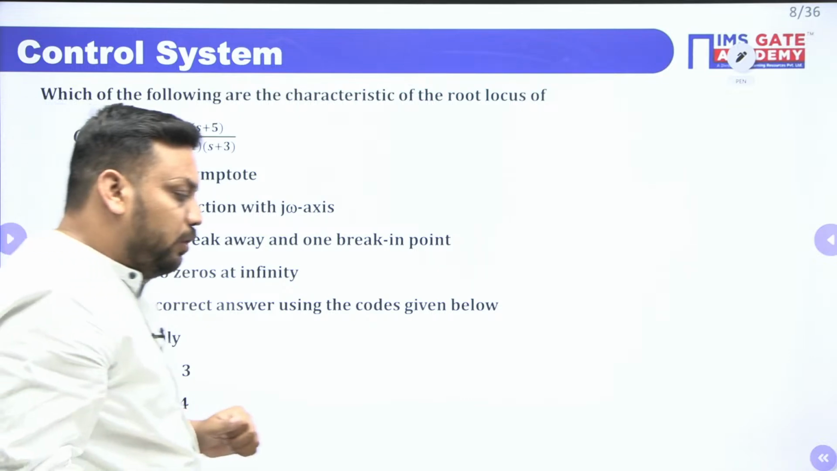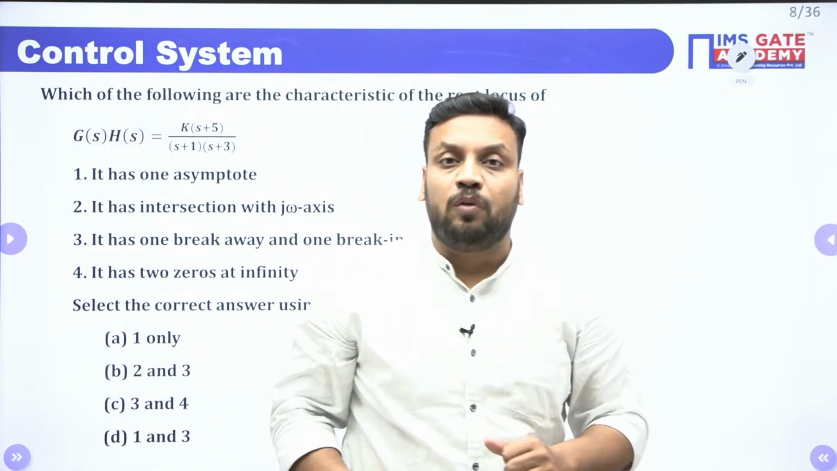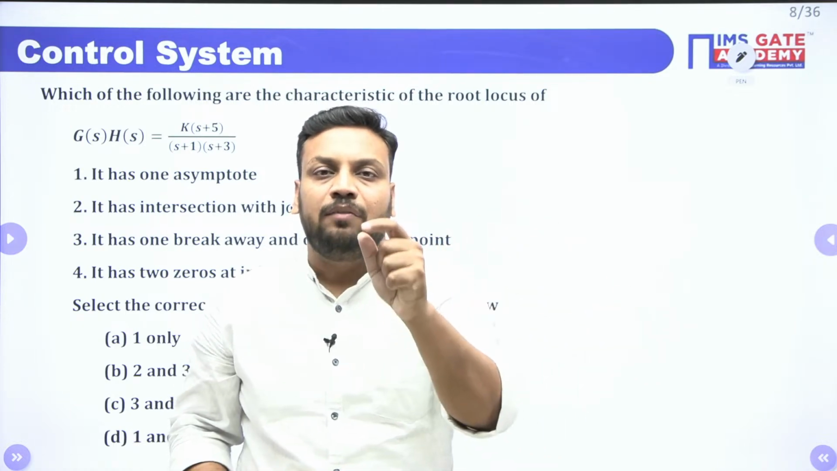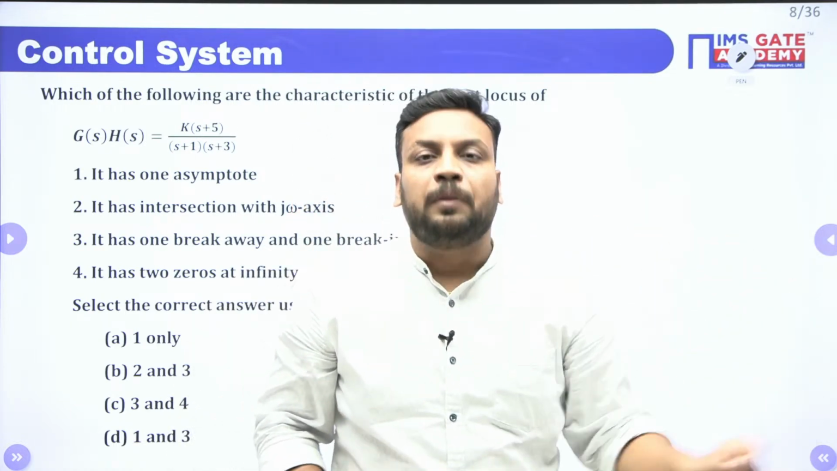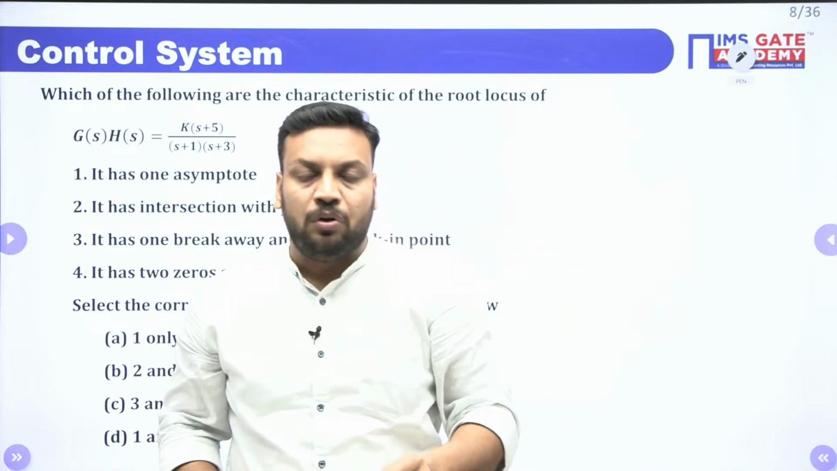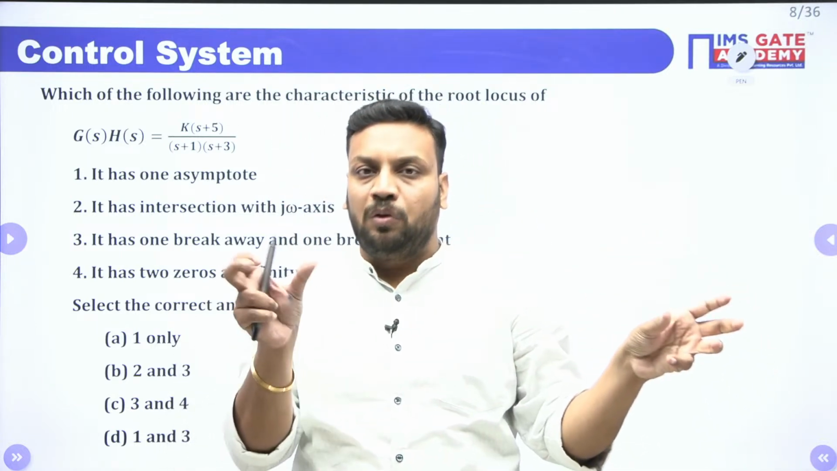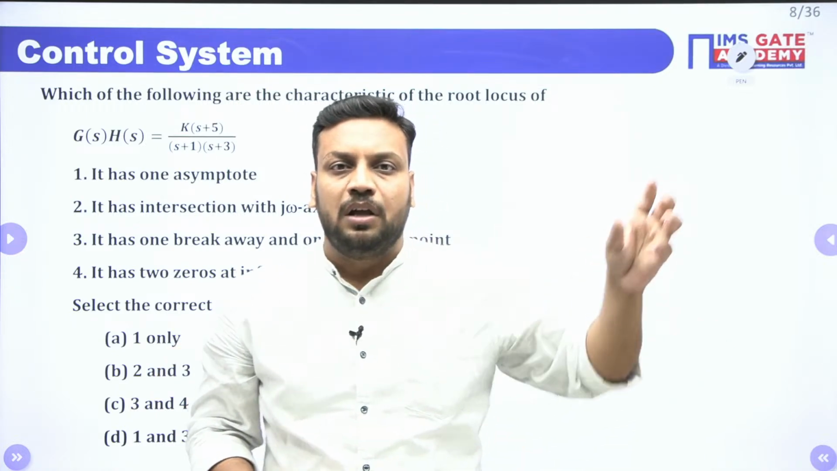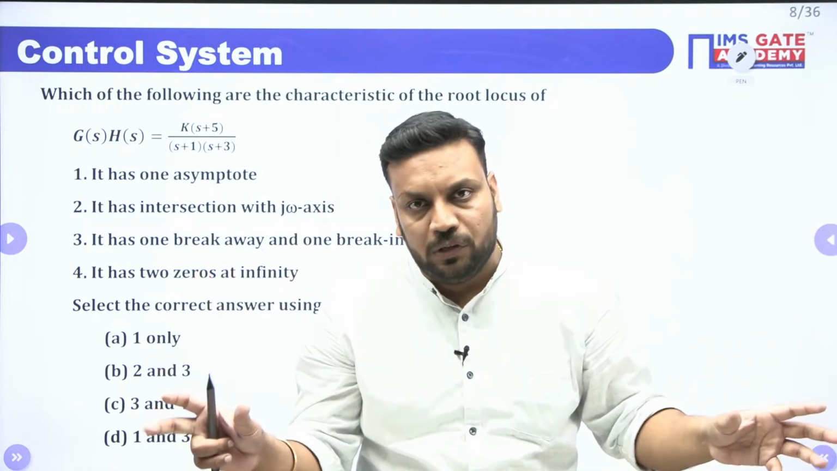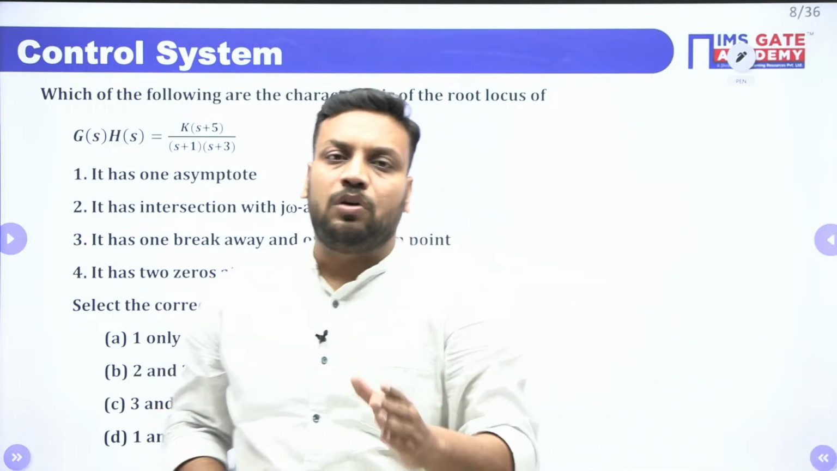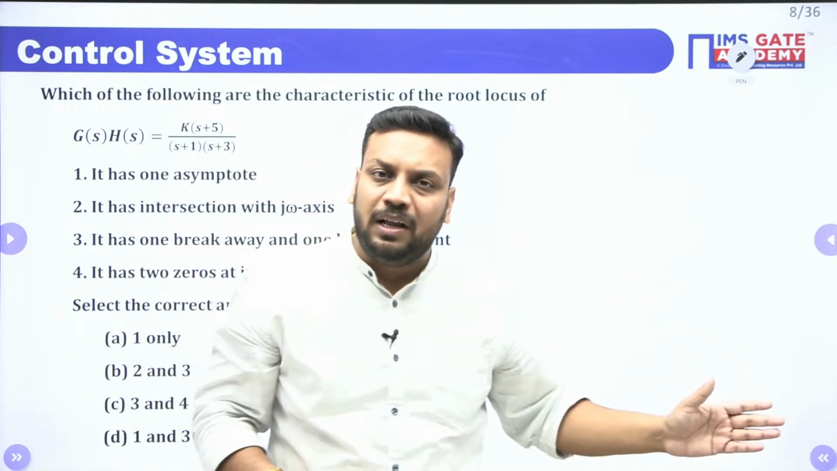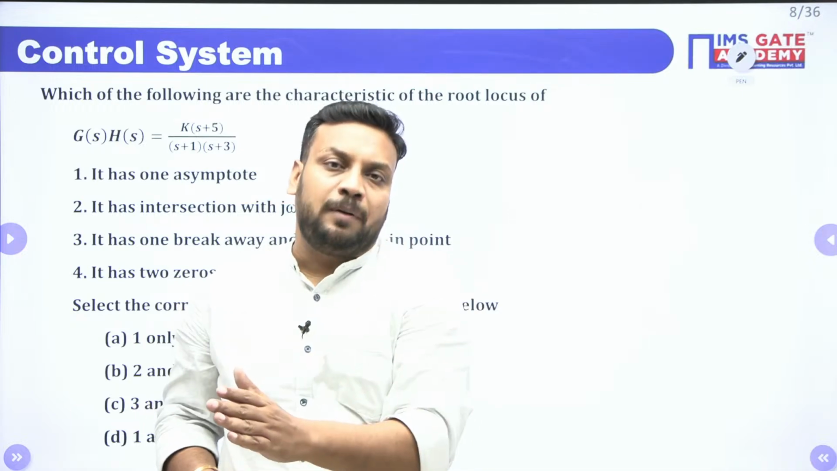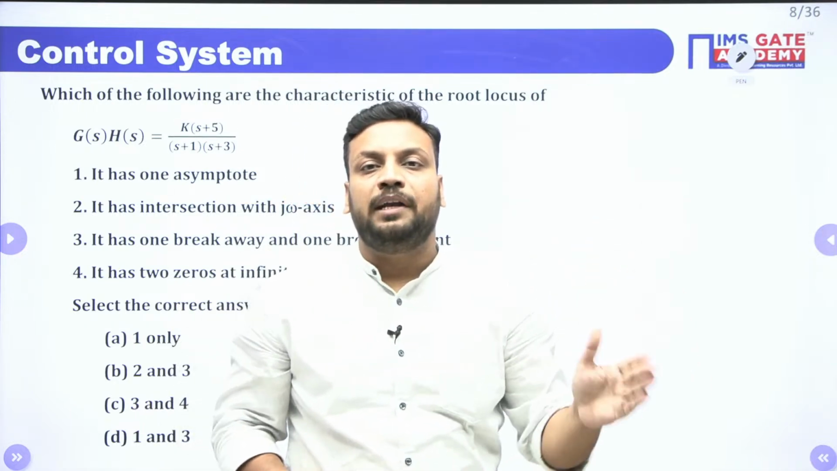Now, the beauty of root locus is that it is a representation of closed loop poles, but it always starts from open loop poles and terminates at open loop zeros. At K equal to 0, the closed loop poles are equal to the open loop poles, and at K equal to infinity, at the ending point of the root locus, the closed loop poles are equal to the open loop zeros. But if there are not sufficient open loop zeros, then roots terminate at infinity.